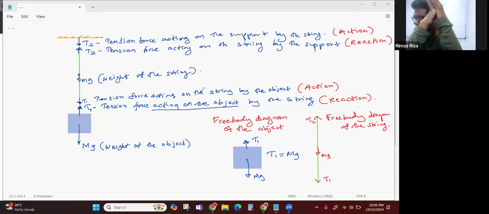One question. Sorry, sir, I have a question. Is the gravitational force, the weight, starting from the center of gravity or the bottom point of the object? Always the center of gravity.